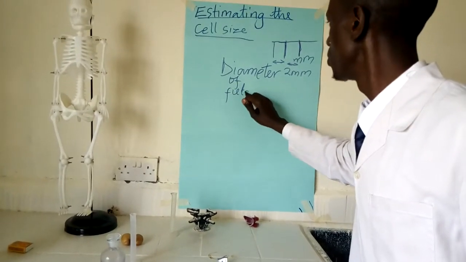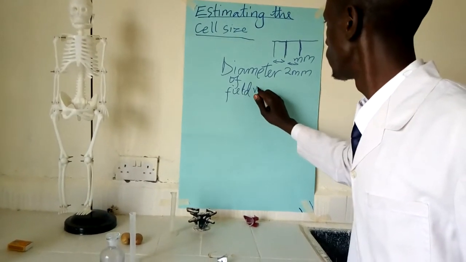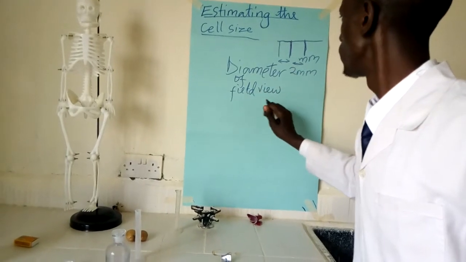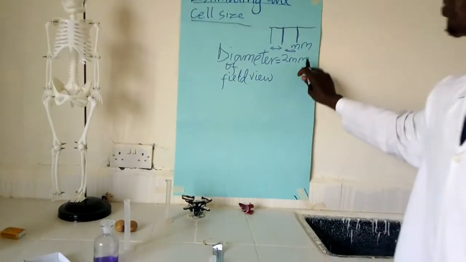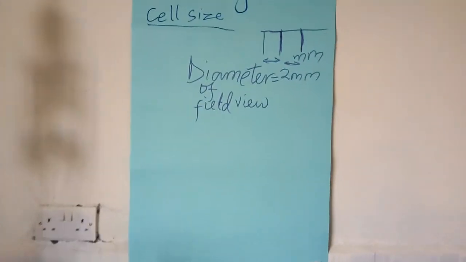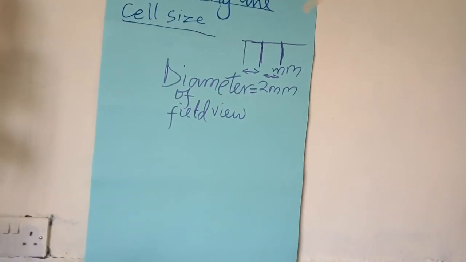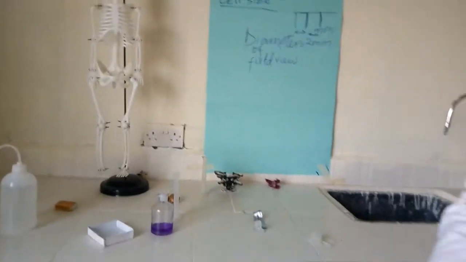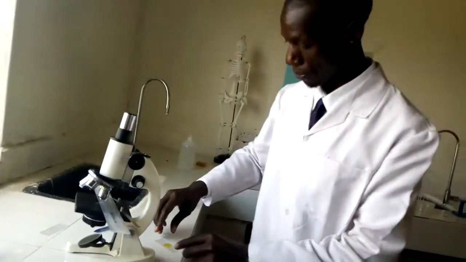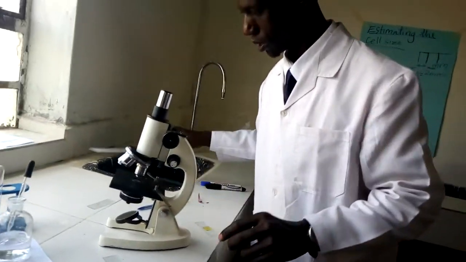Field of view is equal to 2 millimeters. I hope you have been able to see there. My diameter of field of view is 2 millimeters. We get back to the microscope again and see the number of cells which are found along the diameter of field of view. There we go. I'm going to put this one here now.